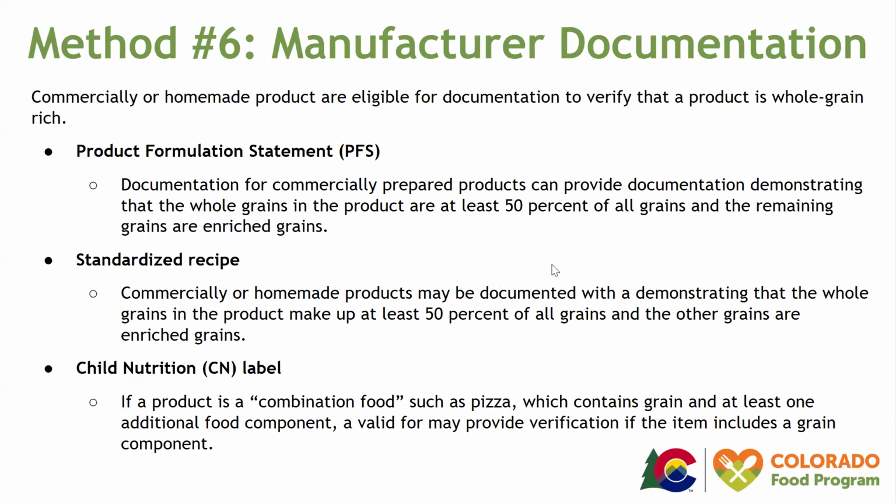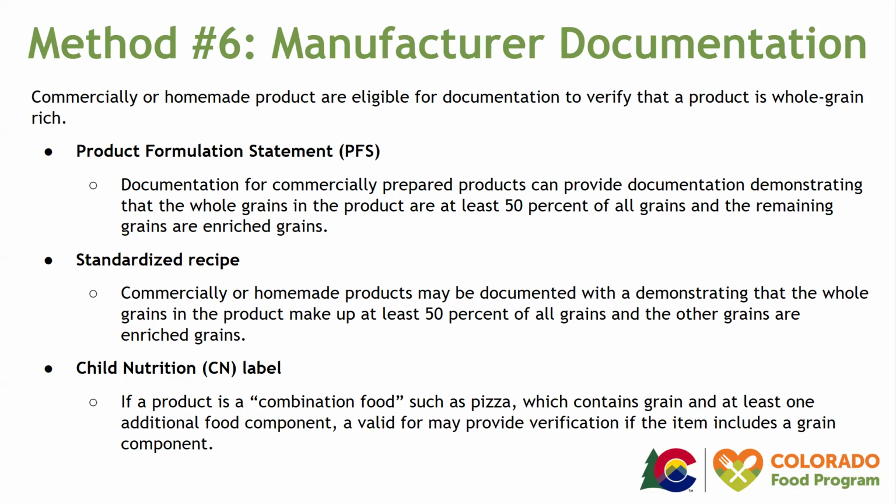All right, the final method for determining whole grain rich before we jump into some examples is manufacturer documentation. So this has a couple different ways that this could look. If it's commercially prepared or homemade, you could have this type of documentation. So you would get a product formulation statement from a commercially prepared product. And this would certify that at least 50% of the grains in that product are whole grain. And then you could consider that whole grain rich.